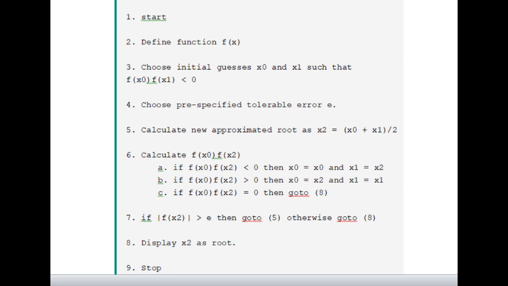As for the bisection method algorithm stepwise, firstly, we start by defining the function f of x. Then we choose initial guesses x0 and x1 such that f of x0 times f of x1 is less than 0. Then choose a pre-specified tolerable error e. After that, calculate the new approximated root as x2 equals x0 plus x1 divided by 2. Then calculate f of x0 times f of x2. If the absolute value of f of x2 is more than e, then go to step 5. Otherwise, go to step 8, which is to display x2 as the root.